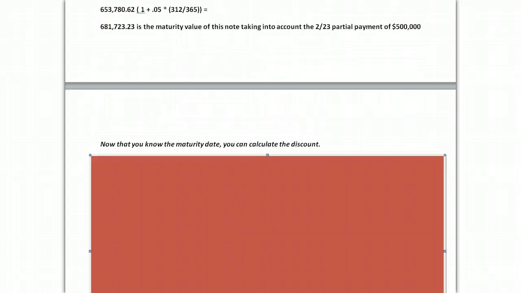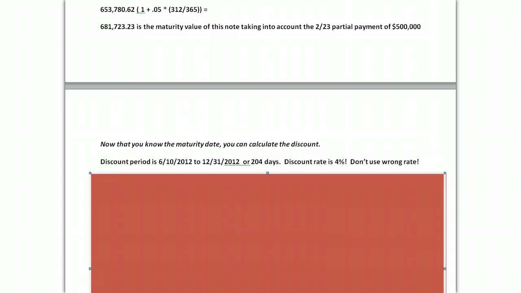Okay, we've calculated the maturity value. Now the discount is just a straightforward application. Discount period is June 10th to December 31st, 204 days. And the discount rate is 4%. Now your note is paying 5%. Okay, and you calculate your maturity value up here. You calculate the maturity value with the note's interest rate.